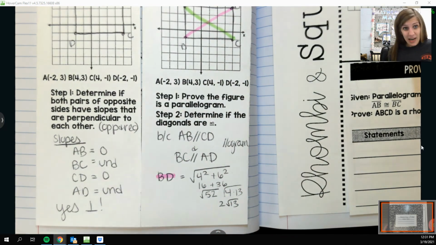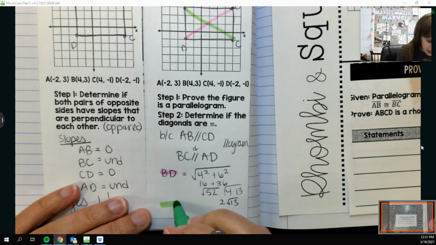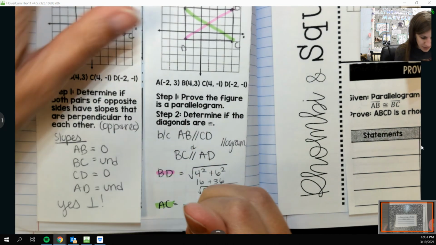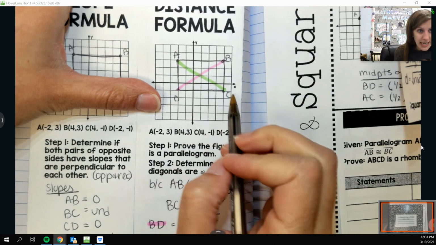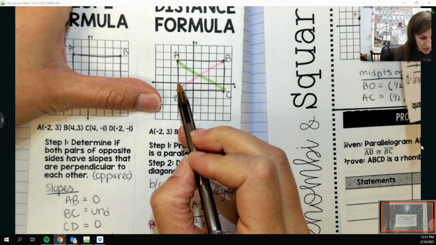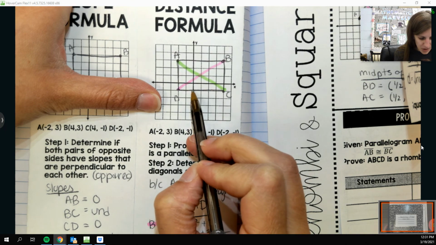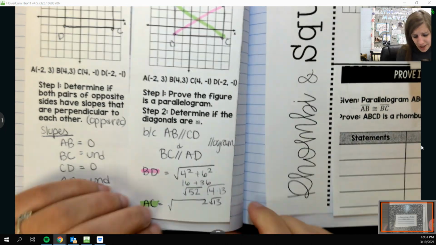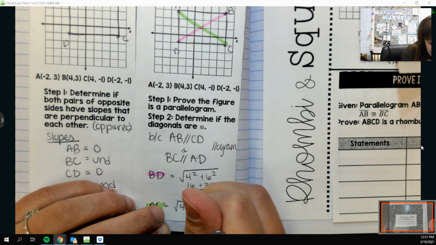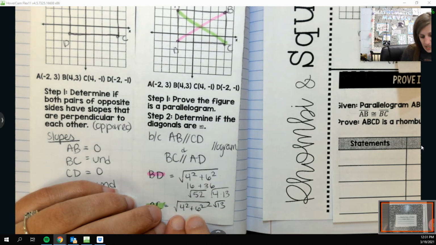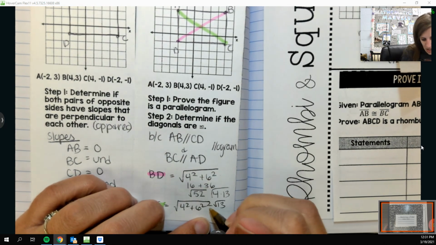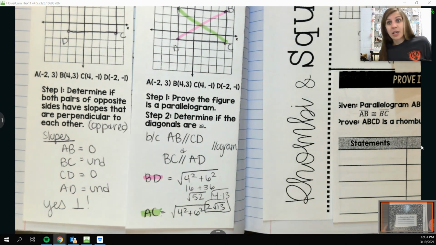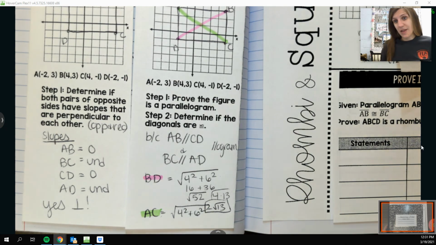And then when I try out diagonal AC, when I count from A to C, I go down 1, 2, 3, 4, and then over 1, 2, 3, 4, 5, 6. So even though it was -4, when I square it, it's still going to be positive. So it's literally the same two numbers. So it's still going to be 2 root 13. So since they are congruent diagonals, I know that I'm a rectangle.